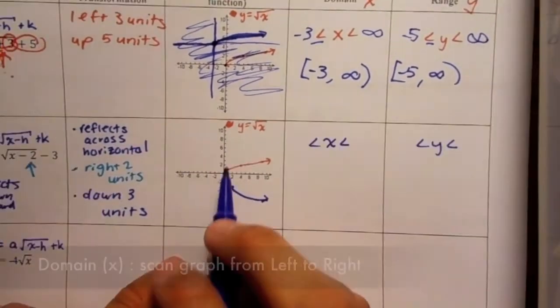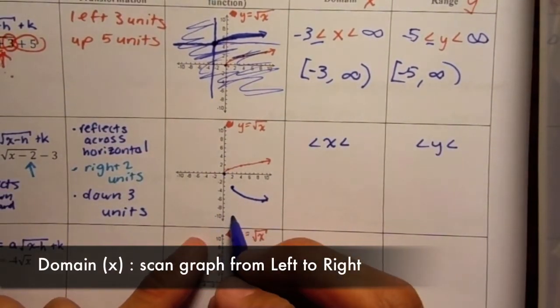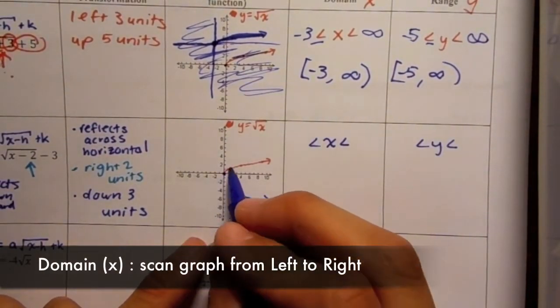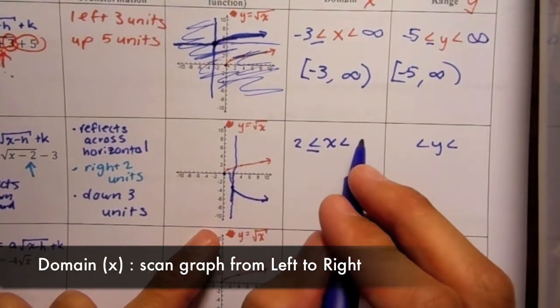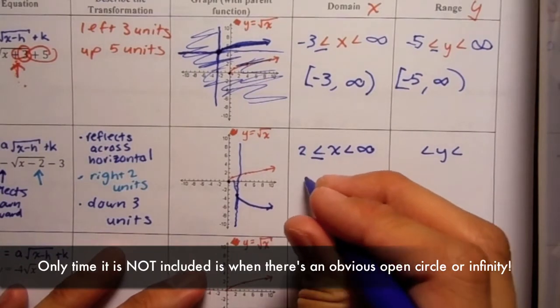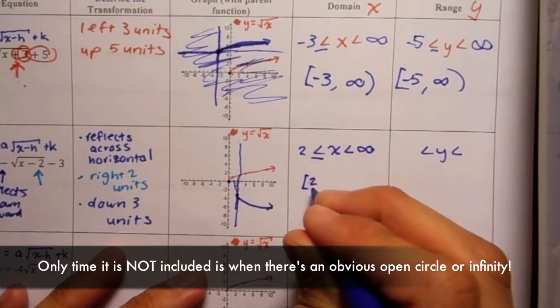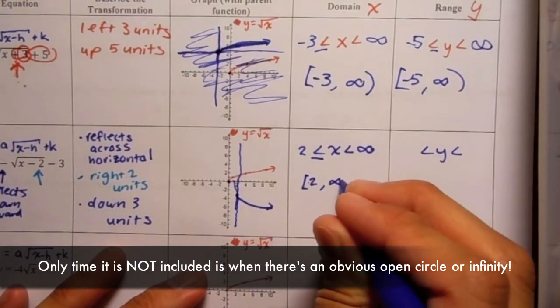Then for your domain, for your newly transformed graph, scan from left to right. On the left bound, it is at a 2, included, all the way to infinity. And in interval notation, it is from 2, included, all the way to infinity, not included.